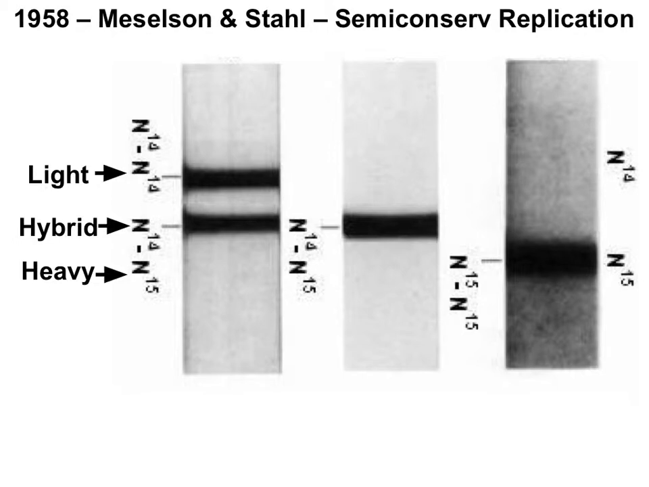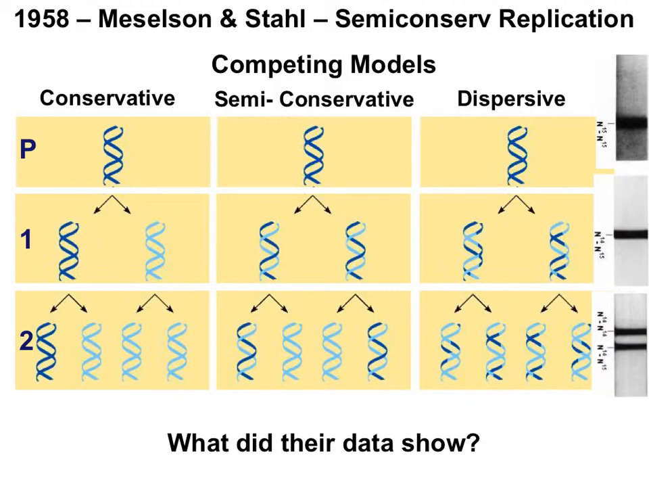Let's match up their data with these models. The original DNA up here was heavy-stranded only. That made sense. Before the experiment started, bacteria only had heavy nitrogen, so this was kind of like a control. After one replication at the 20-minute time point, they saw one band, and that band was only hybrid DNA.